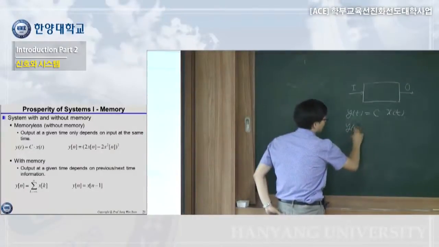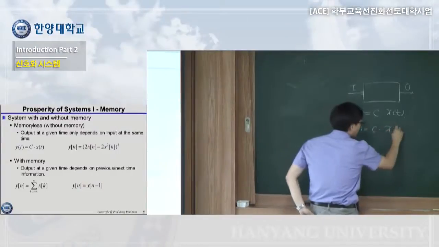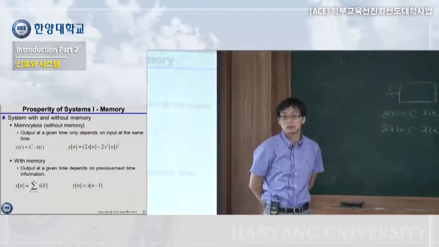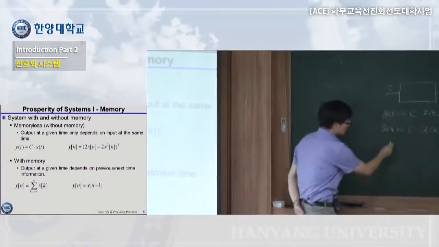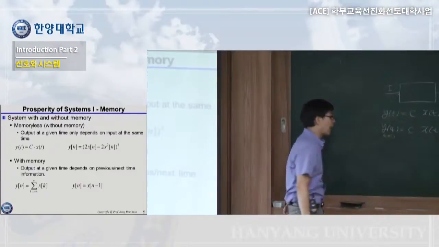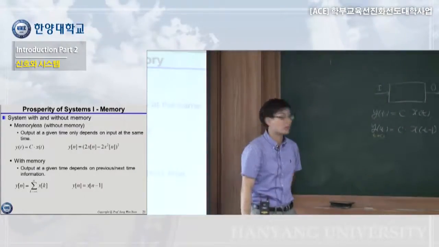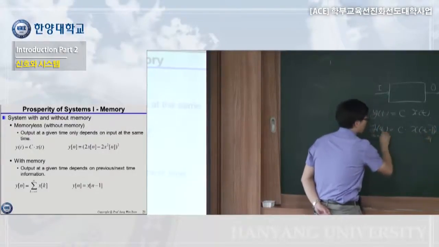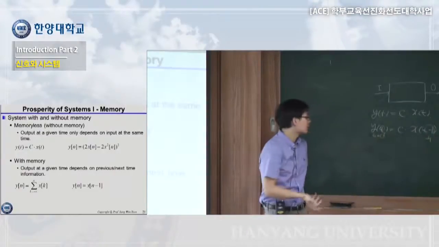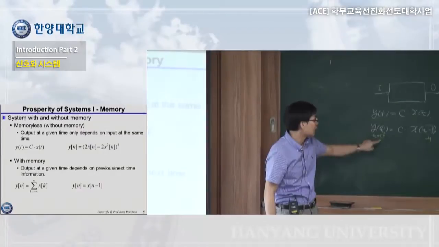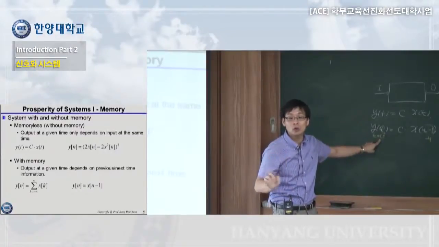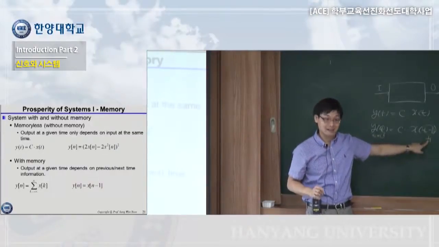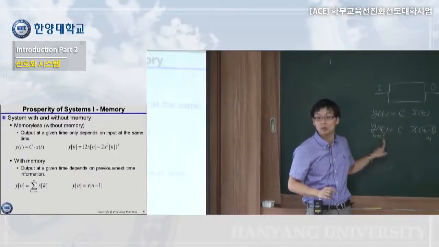Like this. Output of the system, y(t), depending on x(t), input to the system at the same time, right? If we have similar, but like this. So to learn the value at time of 0, we should know the time of -1. Let me rephrase it. To know the output at time of 0, we should know the input at time of -1. Time of -1 is past compared to 0.